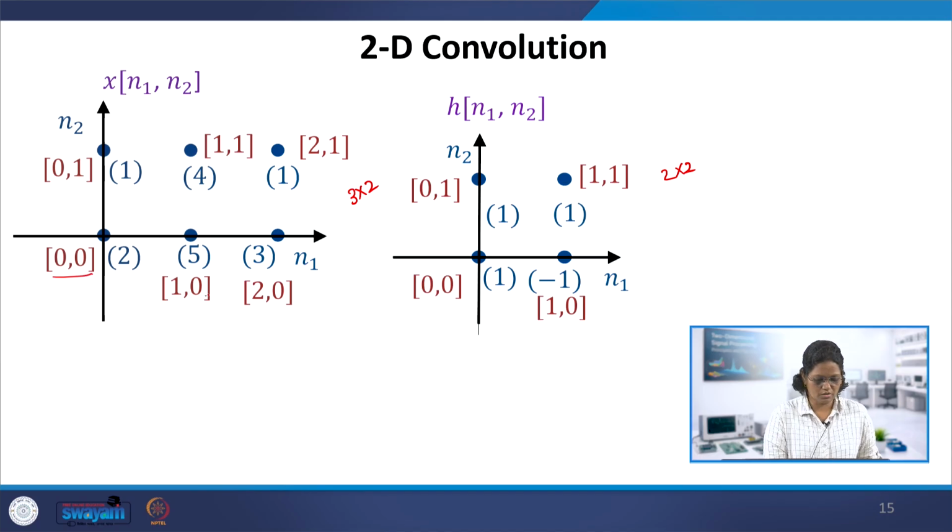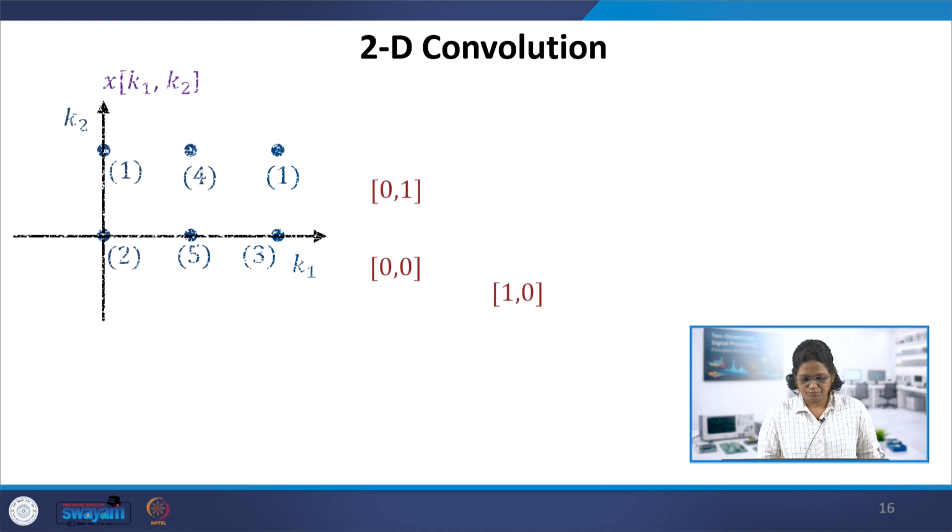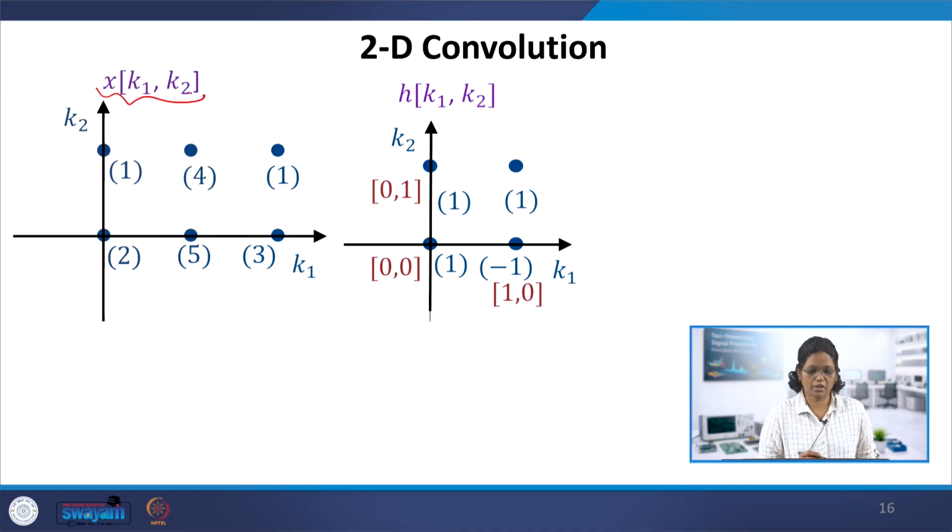This is 0 0, this is 1 0, 2 0, and 0 1. So here n1 is 0 and n2 is 1. That is the representation. If we take these two sequences, how do we convolve the two? We take the first sequence and change it to x of k1 comma k2. The base n1 is changed to k1 and n2 to k2. The values remain the same, 2, 5, 3, 1, 4, 1. And h of k1 comma k2 is also changed to k1 and k2, not n. The indices are represented here.